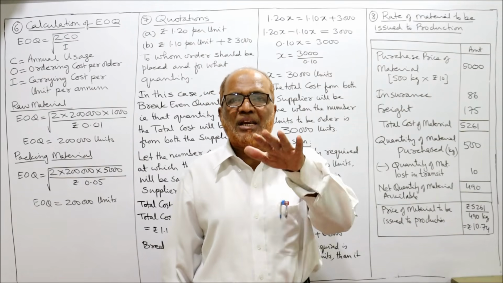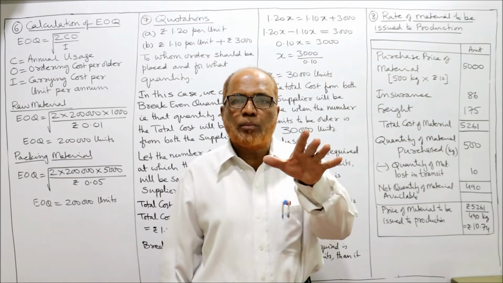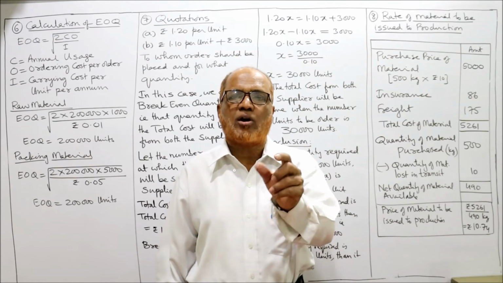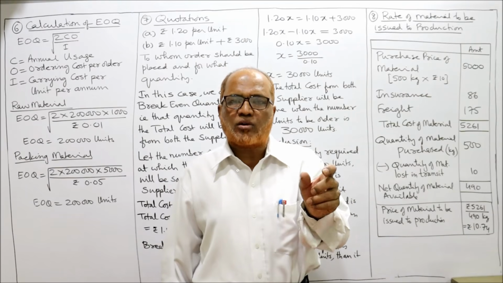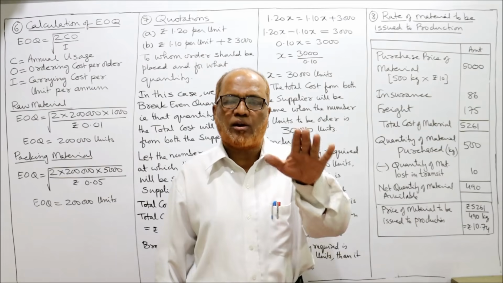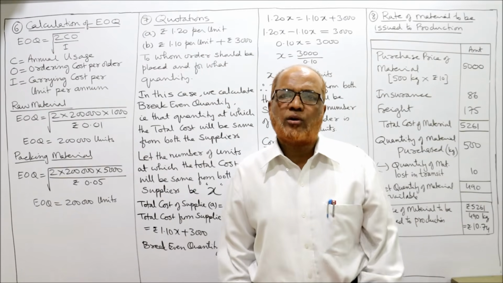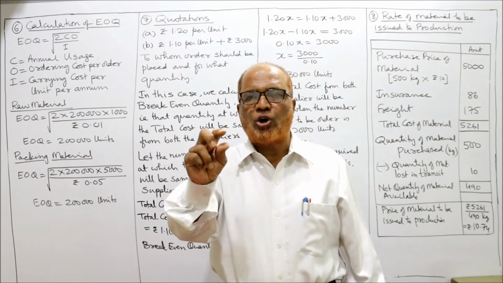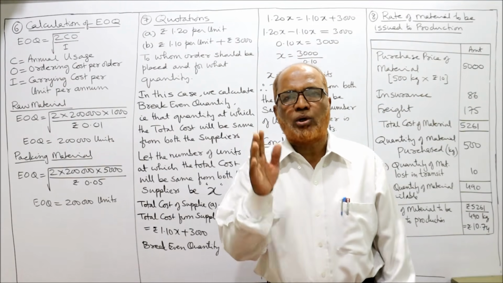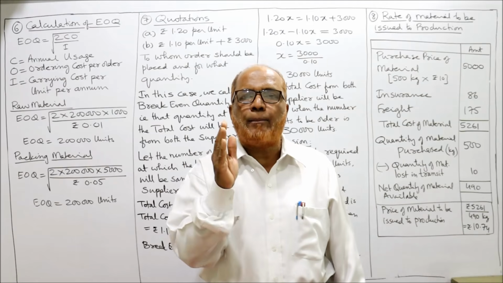Our objective is to minimize both the costs. So how do we minimize both? By using the EOQ technique, economic ordering quantity. It is that quantity to be ordered at a time so that the ordering cost and carrying cost will be minimum. So how to find out EOQ? There's a formula: square root of 2CO by I. Here in this problem we have to calculate the EOQ for raw material and packing material.